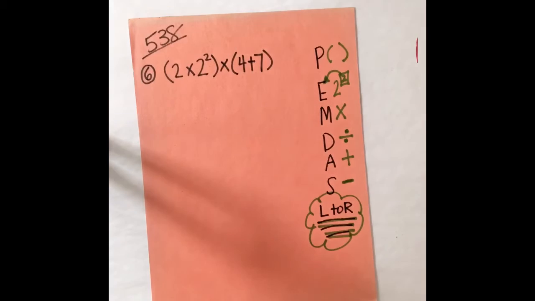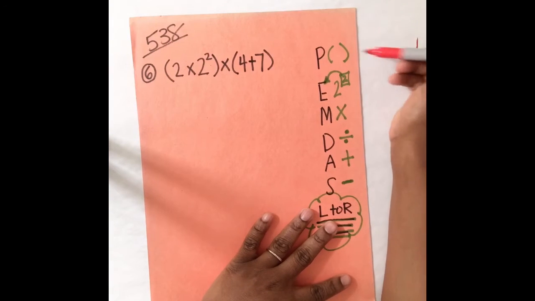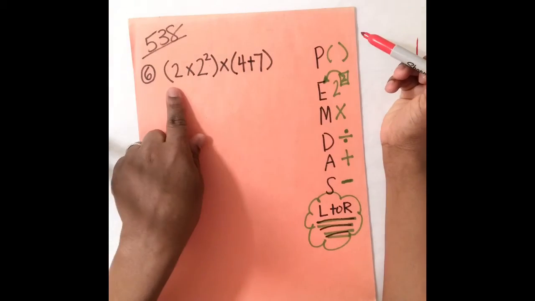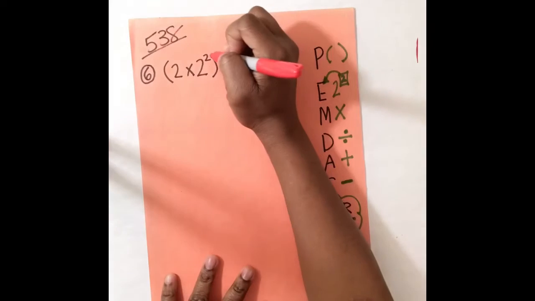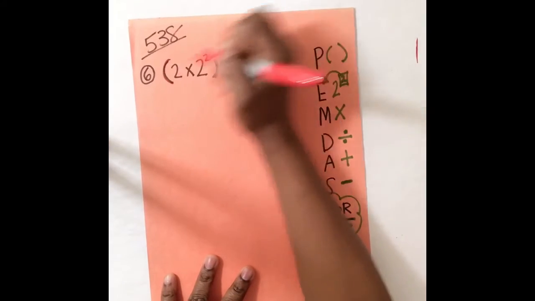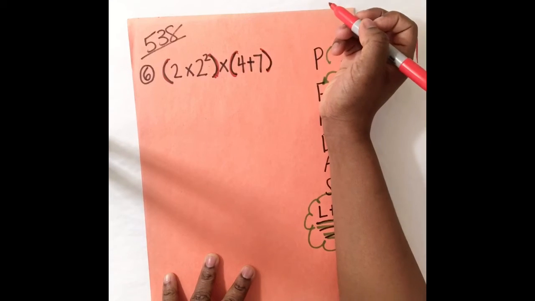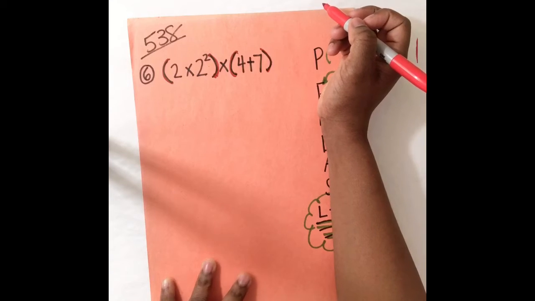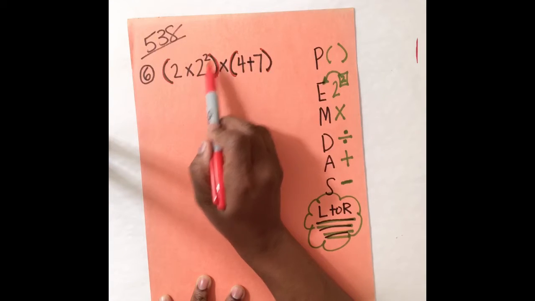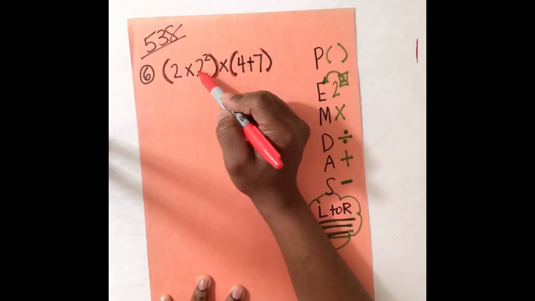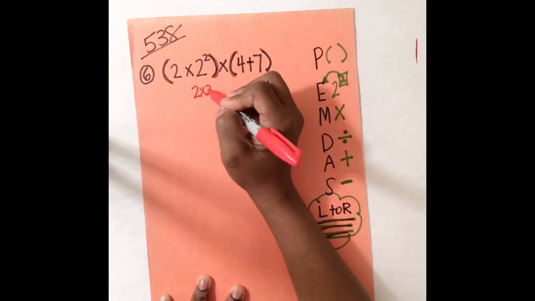All right, according to the order of operations, what are we going to do first? Hopefully you said parentheses. Parentheses always come first, and I always like to say parentheses will say, hey, solve me first. So let's go ahead and do what's inside the parentheses first. So we have 2 times 2 to the 2nd power. I know 2 to the 2nd power is the same thing as 2 times 2, okay?